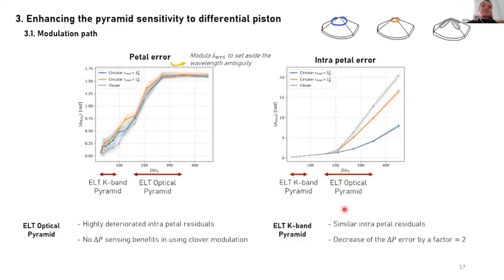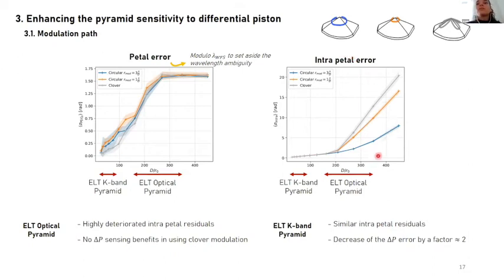After that, I ran a series of simulations for different D over r0. D is the telescope diameter, and r0 is the Fried parameter at the sensing wavelength. And I look at the petal error. I do this study setting aside the wavelength ambiguity problem, so I do all of this modulo the sensing wavelength. I look at the residuals of petal, and I also look at the intra-petal residuals, which are the wavefront residuals free of island effect.